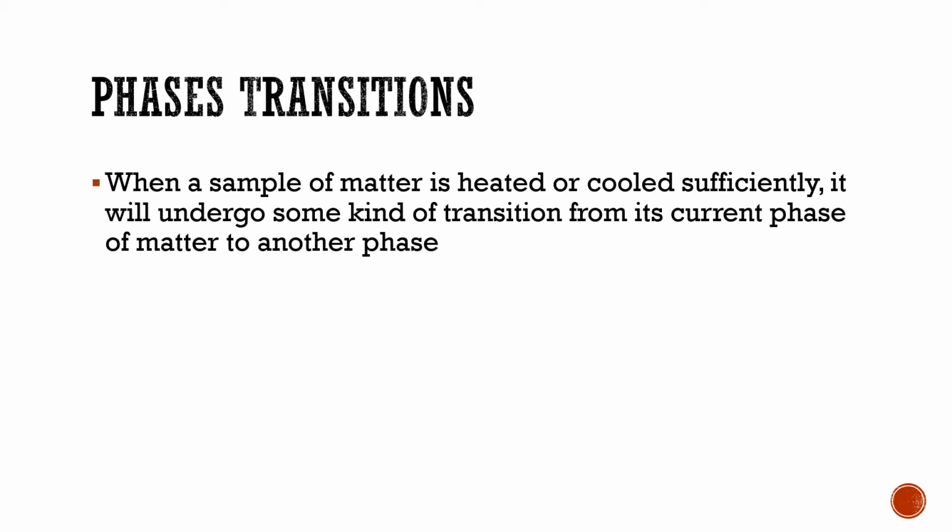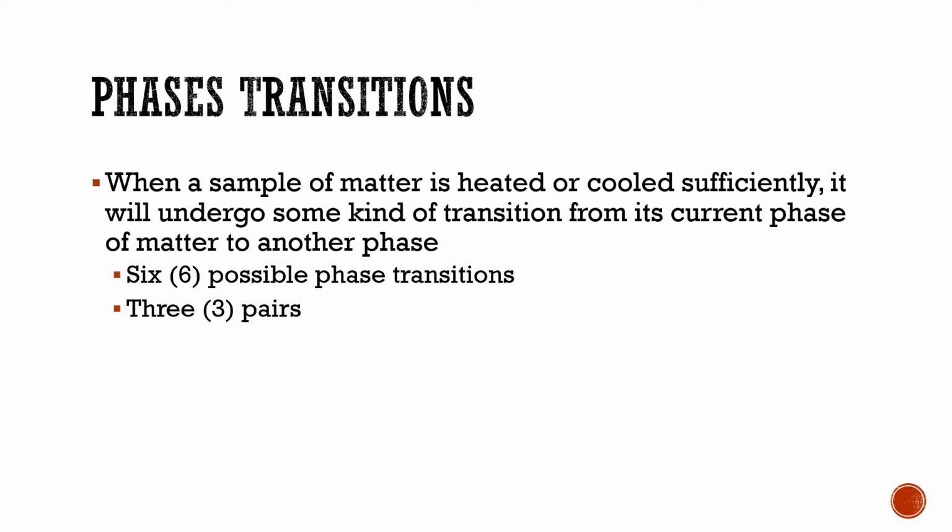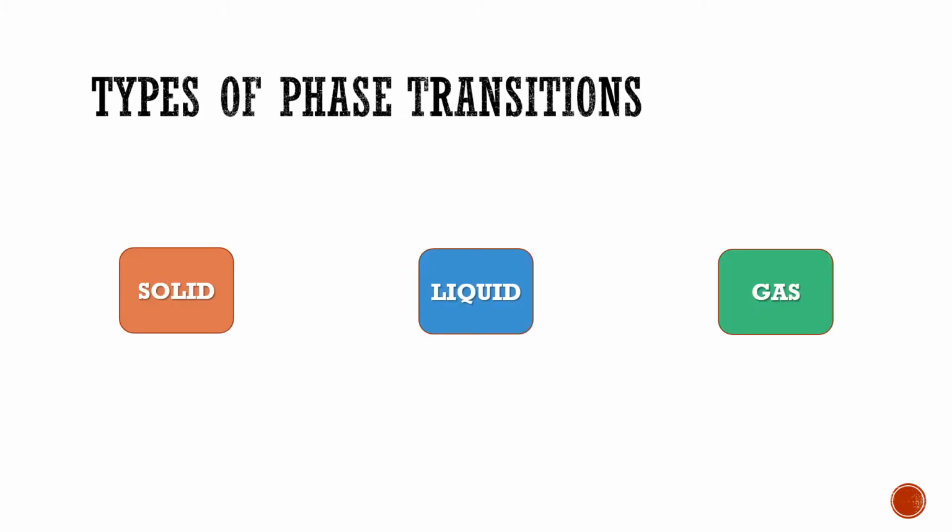When a sample of matter is either heated or cooled sufficiently, it will undergo some type of phase transition from its current state to a different phase of matter. There are a total of 6 possible phase transitions. These 6 phase transitions exist as 3 pairs of related transitions, where one is the reverse of the other. Let's now look at the various types of phase transitions that are possible.